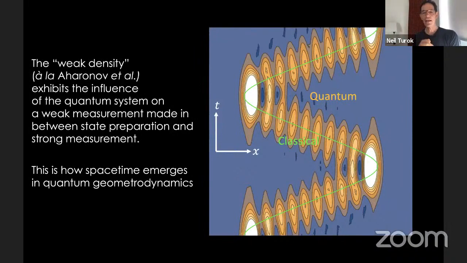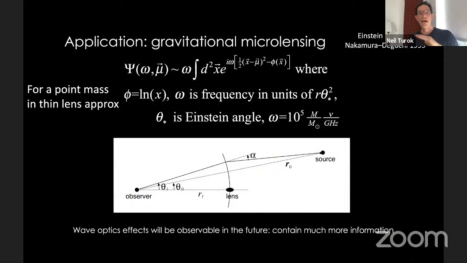And in fact, this is how space-time should emerge in quantum geometric dynamics. We are very small things. Our measurements can't possibly influence the universe, despite what some people think. So we are weakly measuring the universe, and using this full description of quantum mechanics, we should see how a classical universe emerges from the quantum description. I'm just going to show you some pictures to end.